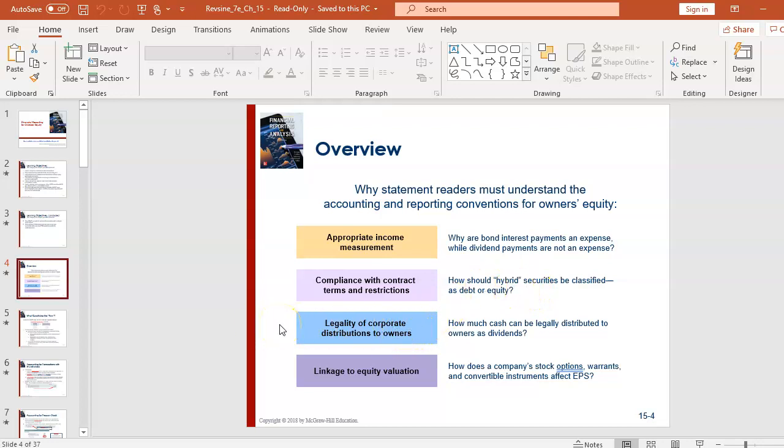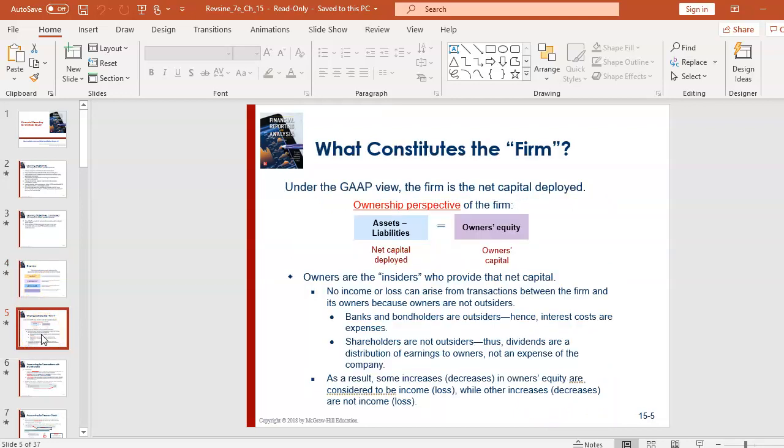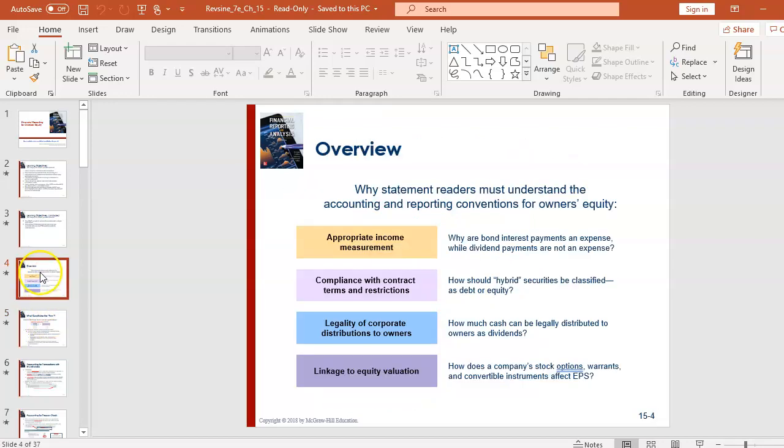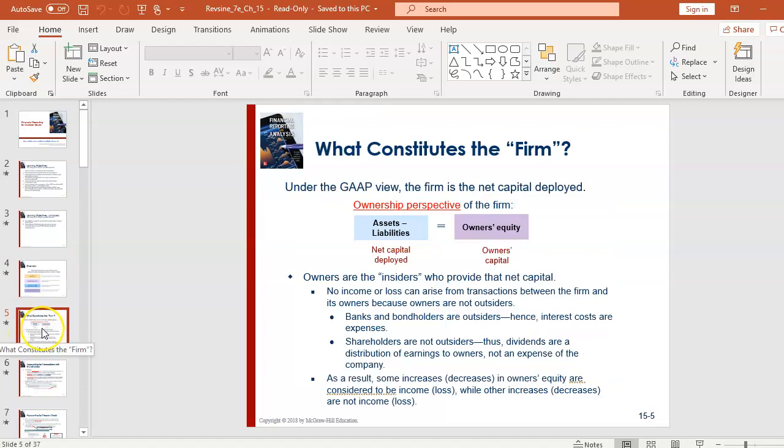The legality of corporate distributions to owners. How much can you legally distribute as dividends? And the linkage to equity valuation. So things like stock options, stock warrants, convertible securities, how do they affect earnings per share, stuff like that. So again, if we're an analyst looking at a firm, these are all potential questions we'll look at, things that we need to think about as we develop an understanding of the company that we're analyzing.